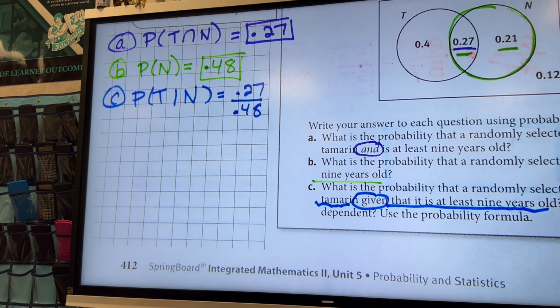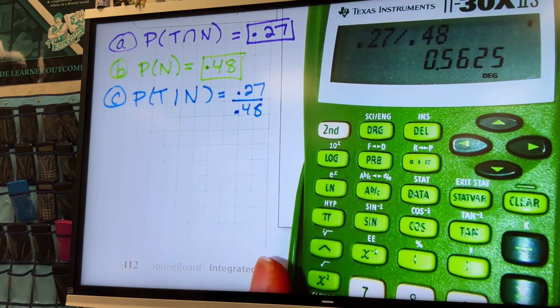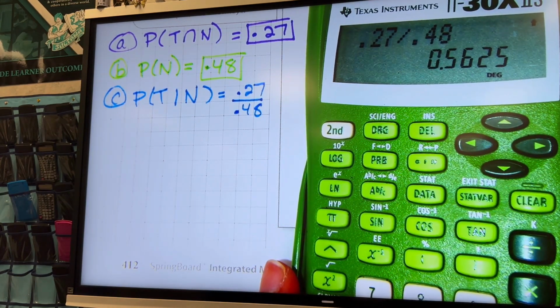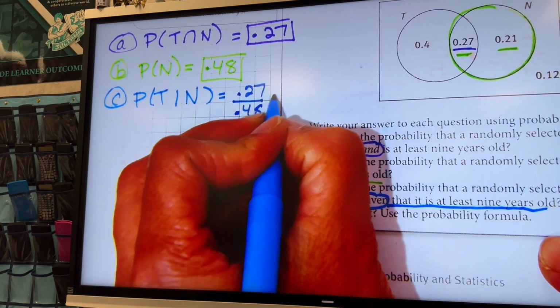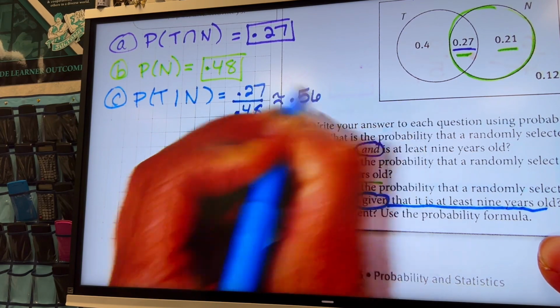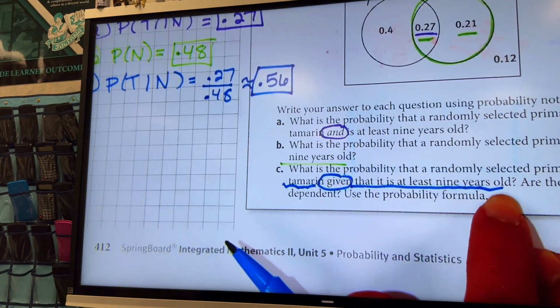So now we need our calculator, and let's round this to the nearest hundredth. 0.27 divided by 0.48. So to the nearest hundredth, what should I write? 0.56. So the probability of T given N is 0.56. So we answered the first question to part C.